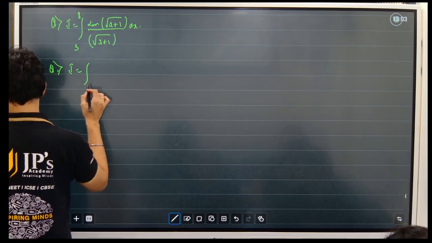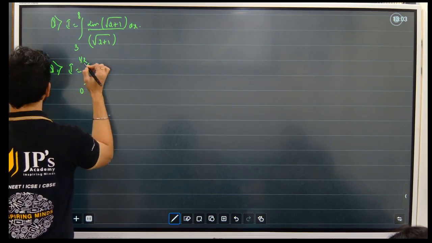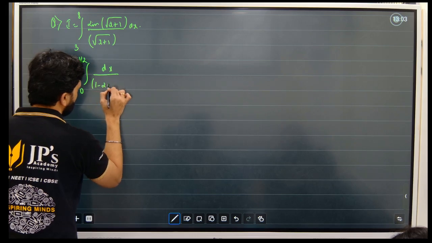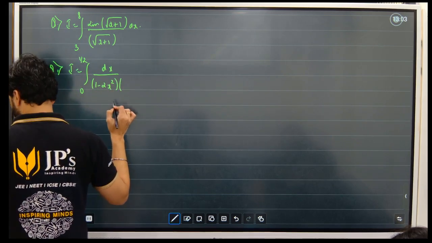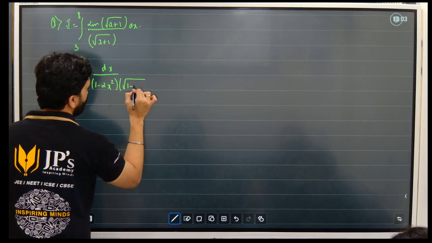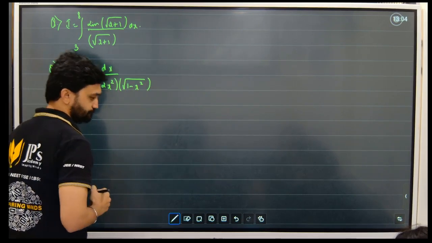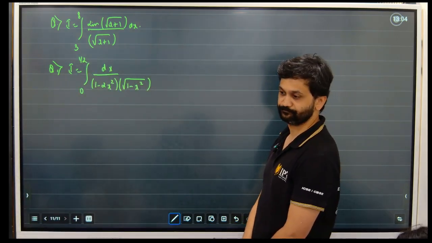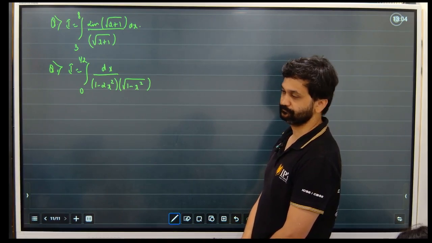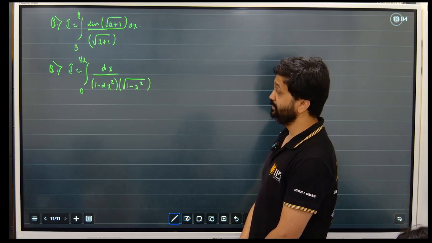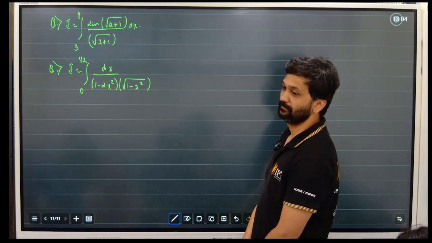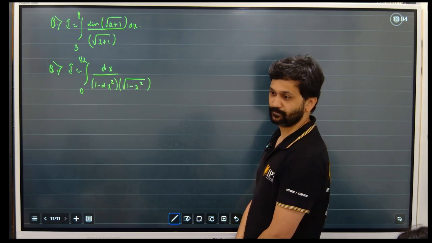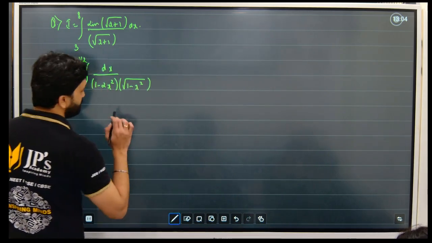We will do this one now. 0 to half dx upon 1 minus 2x square under root of 1 minus x square. Tell me, what will you do? One minus x square.